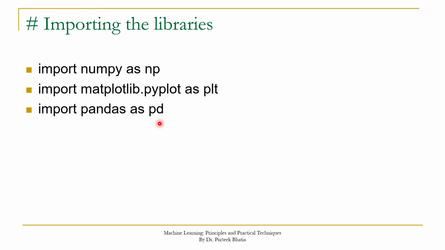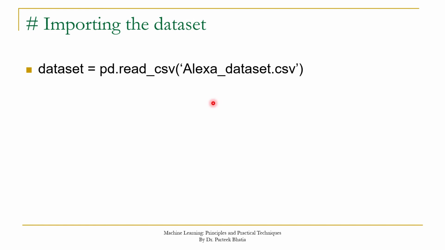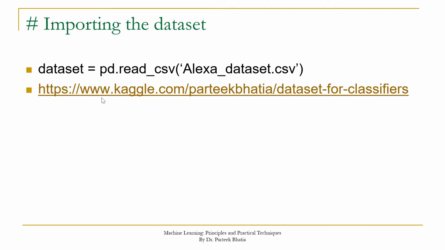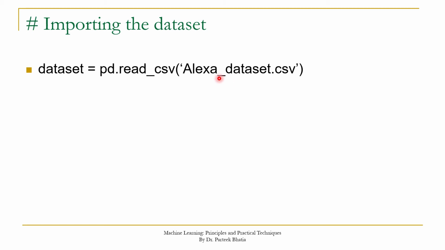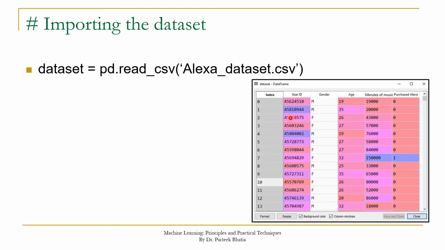The next step is to load the dataset. So this dataset is available in the alexa_dataset.csv file. You can download this dataset from Kaggle by following this link. This link has also been given in the description of this video. Here we are loading this dataset in a data frame known as dataset, and you can see that this dataset has columns user ID, gender, age, minutes of music and purchased Alexa.